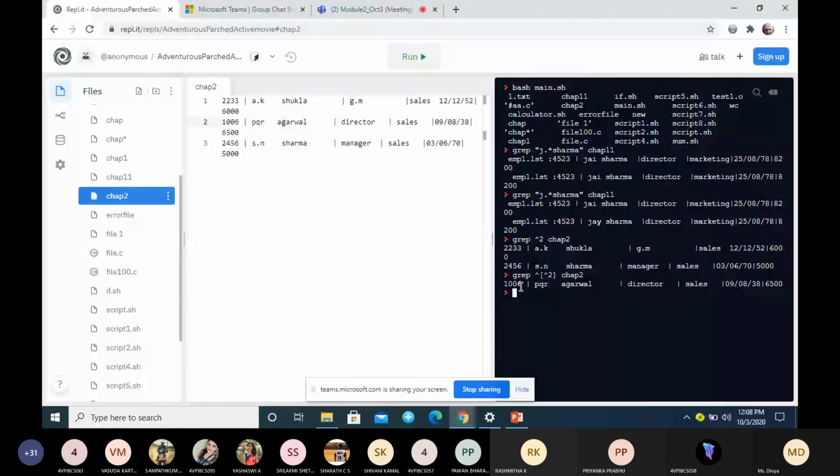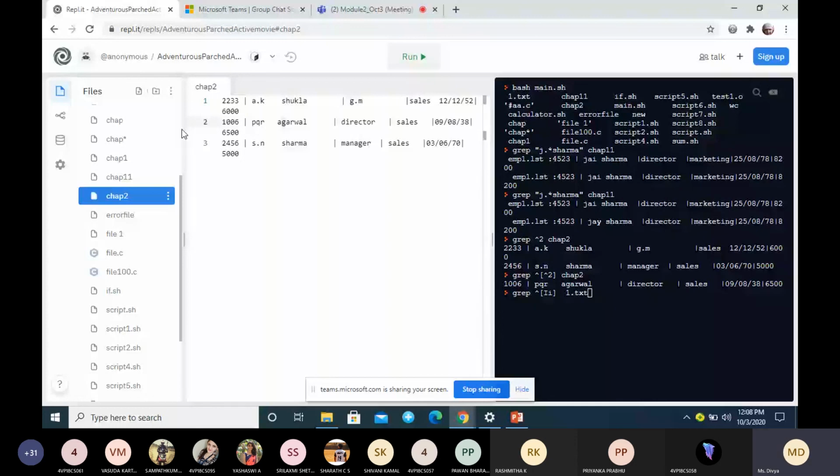One more example. If I write like this, I'm using negation in the class. One dot txt. Where is one dot txt? Here it is. One dot txt. I have these many lines.